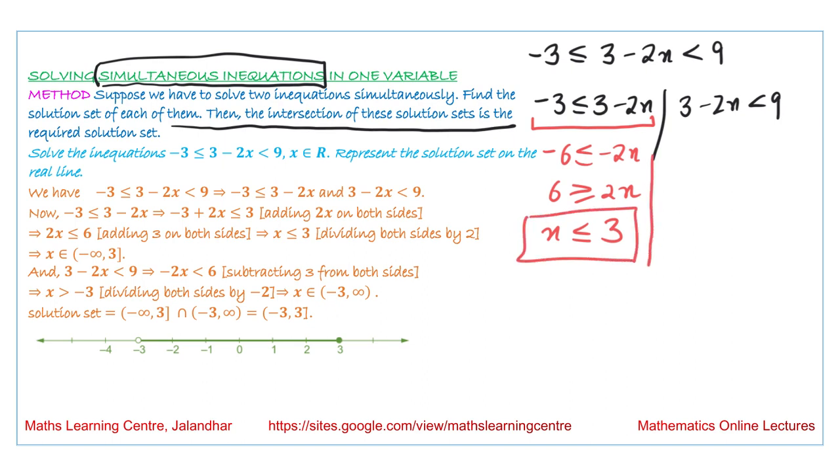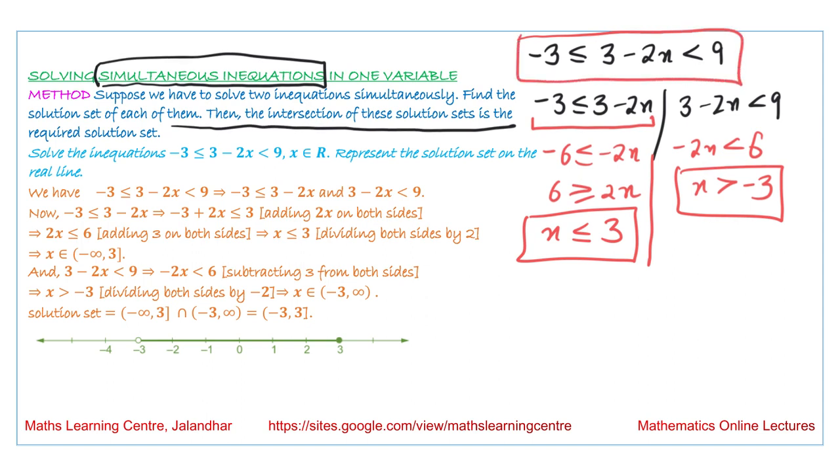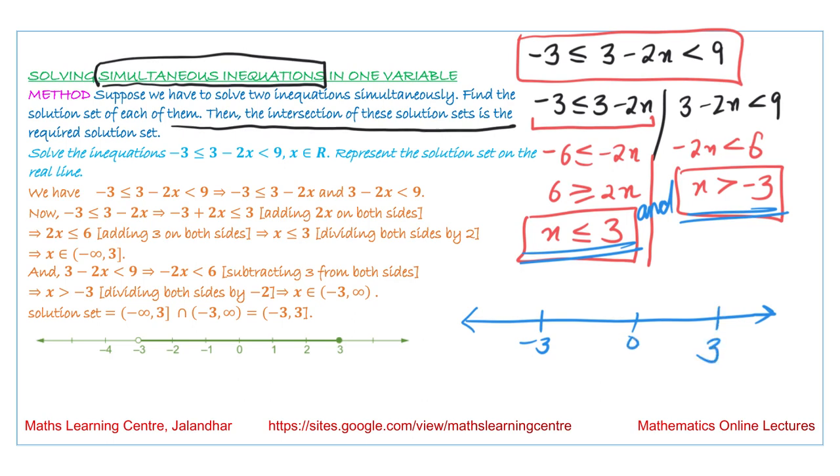On solving the second part, we obtain minus 2x is less than 6, so we obtain that x is greater than minus 3. Now we are saying that both these systems should hold simultaneously. It means this should hold and this should hold. So we get the final answer in this form. Suppose this is minus 3, this is 0, this is 3. The first part says x is less than or equal to 3. This is the portion we are talking about, and this 3 is included at this point.